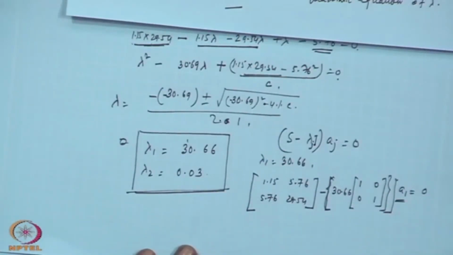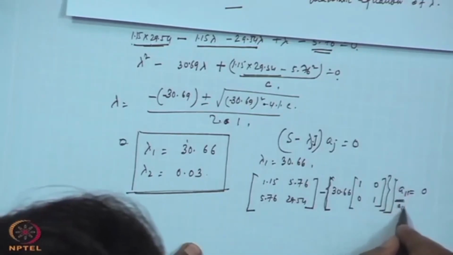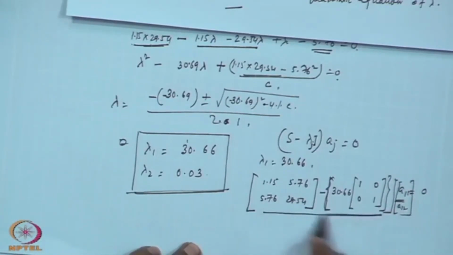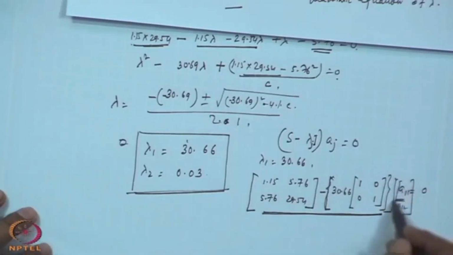Now, your A1 will be what? A11, A12, because there are two variables. This will be 0, but what will happen ultimately? You will be getting two equations and you will not get a unique solution; you will be getting infinite solutions under these conditions. Because this equation is 0 and this equation is 0, any value works, so there will be an infinite number of A1.